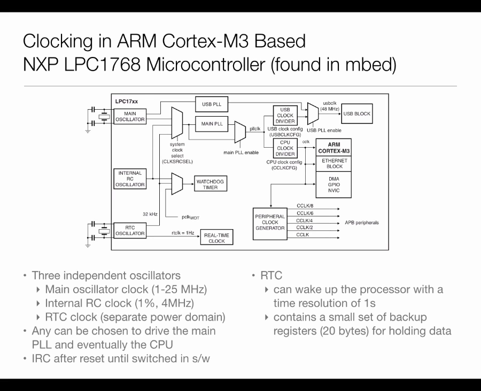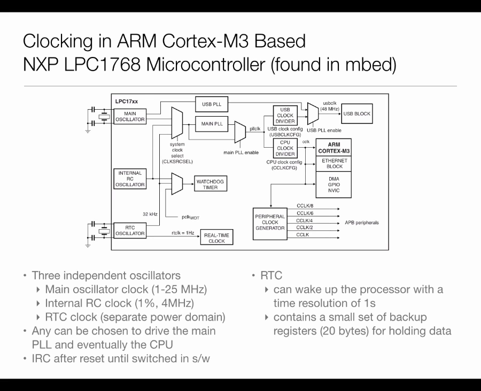A good, typical mode of operation is when you start up with the RC oscillator, because it is very quick to come up even though it's unstable. And then after some time, when your main oscillator is ready, you can switch over to that. So the idea is that you start with the IRC, internal RC oscillator, after reset, and then switch in software to a more stable oscillator once the stable oscillator is available.